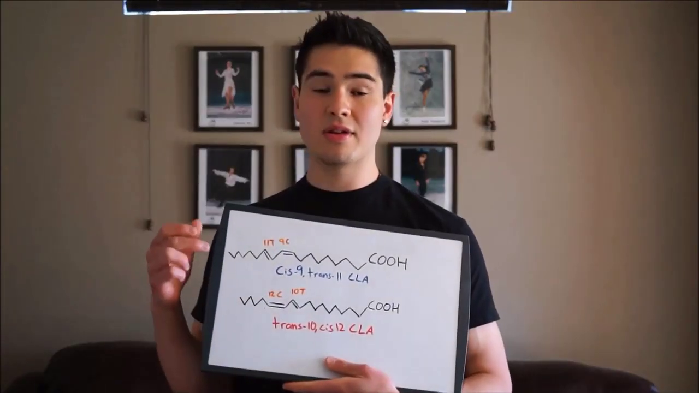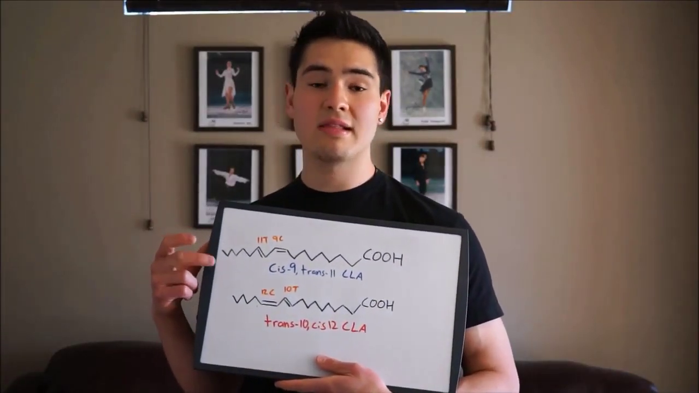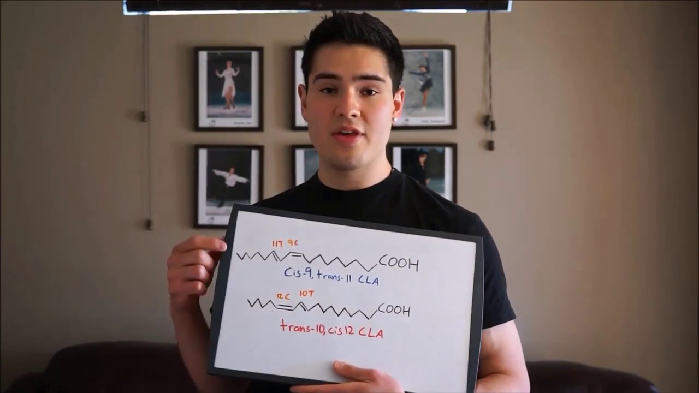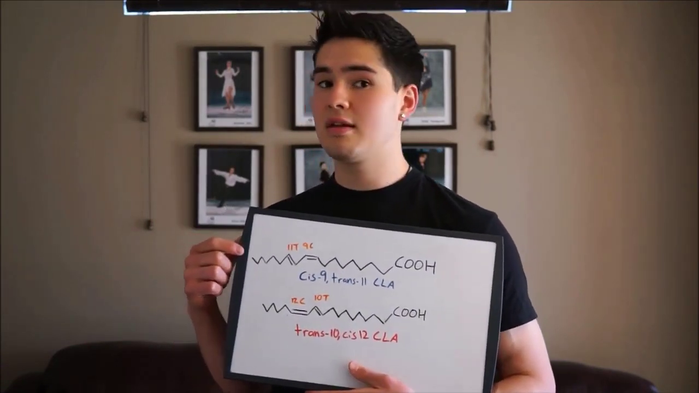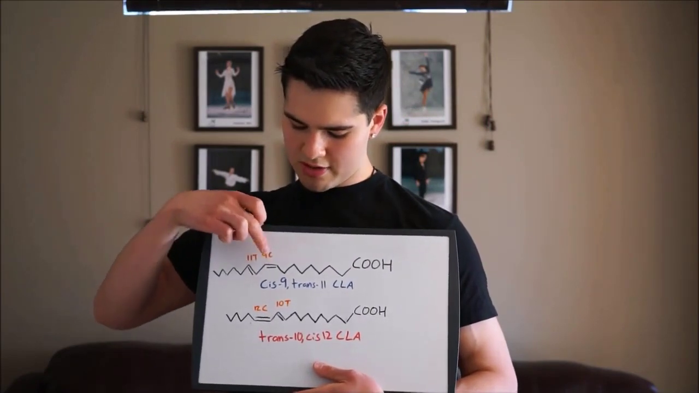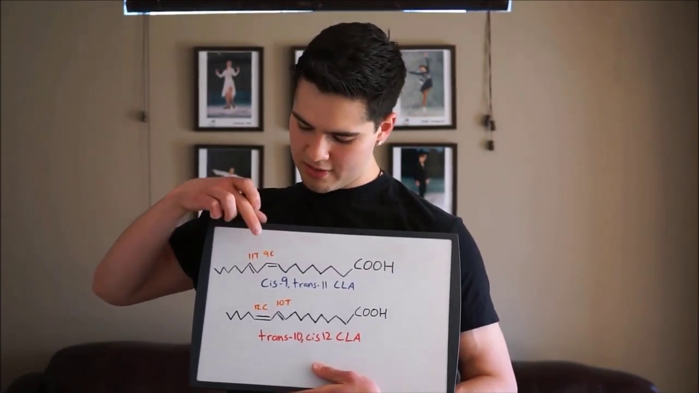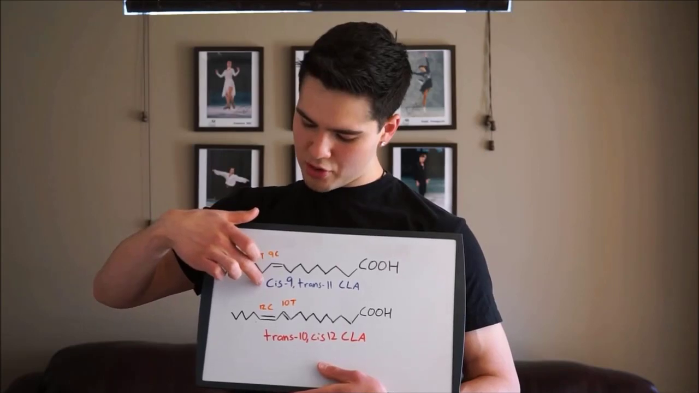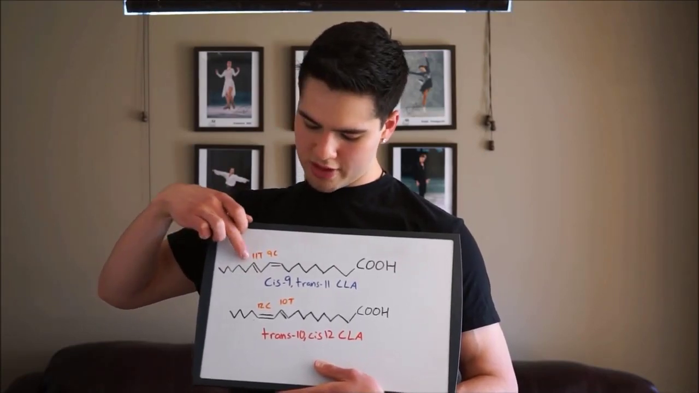And because of this, there are actually 28 different ways that we can arrange it. So there are 28 different types of CLA. And we actually only have to worry about two. We have to worry about cis-9 trans-11 CLA. And this is the type that is in CLA supplements. A cis bond means that the hydrogens are on the same side, and it'll look like this. A trans bond means that the hydrogens are across from each other, and it will look like this.